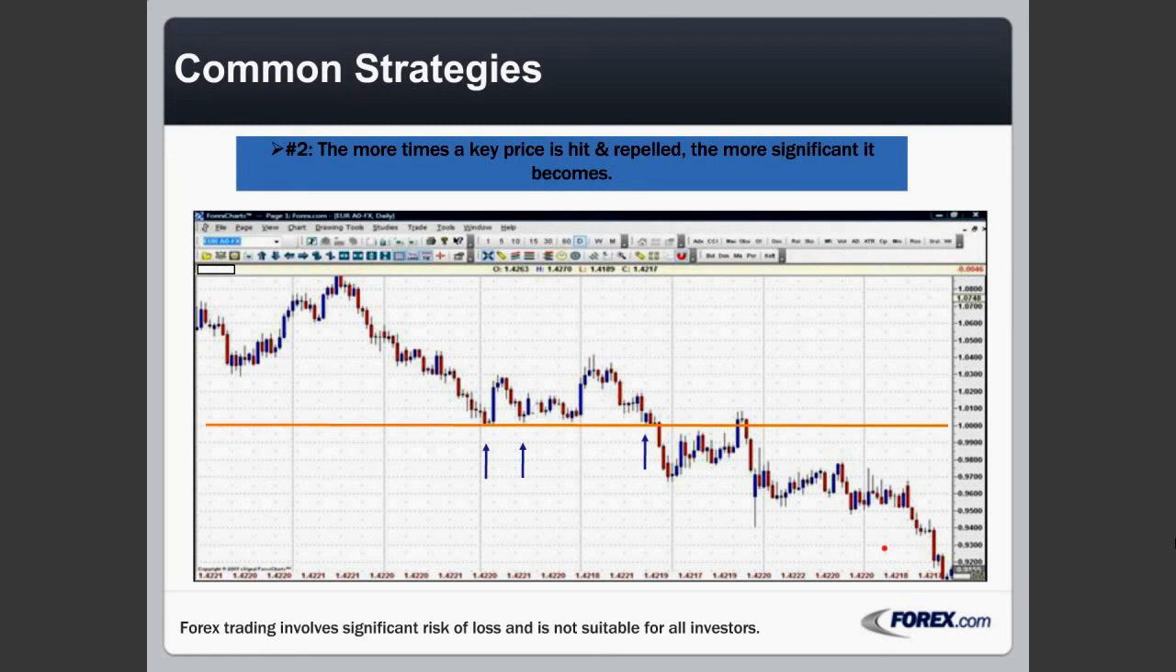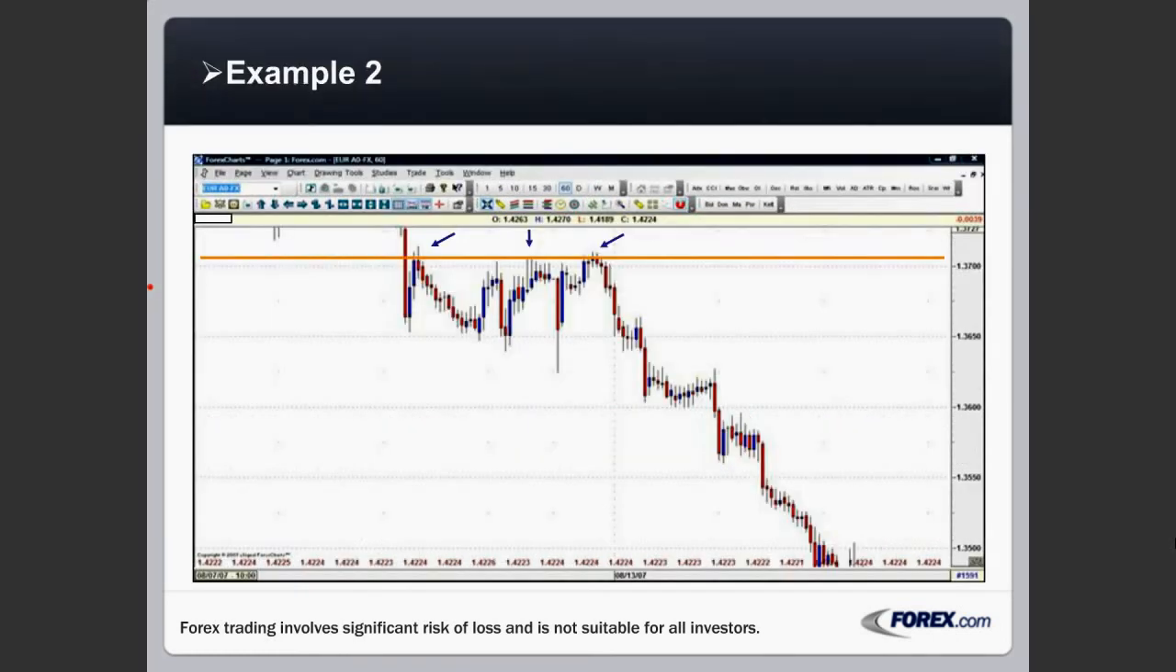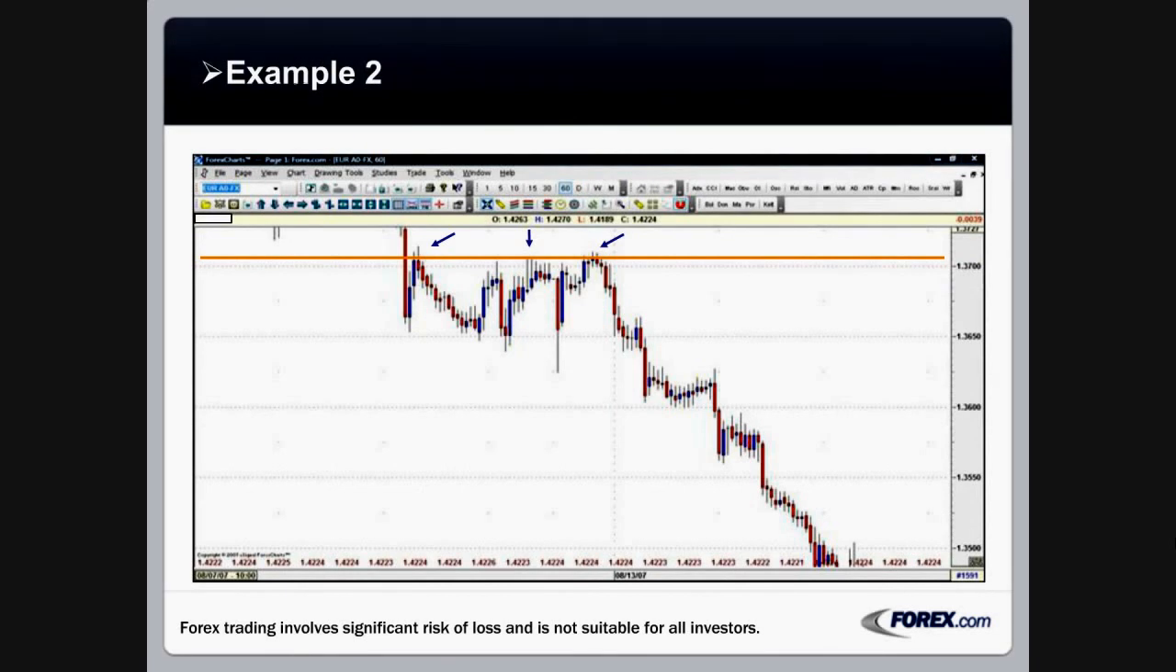And look at where it retraced to. That previous support now became resistance. And then we can see at this point that those prices really dropped. Now, we want to give you another example, and this is just the reverse.